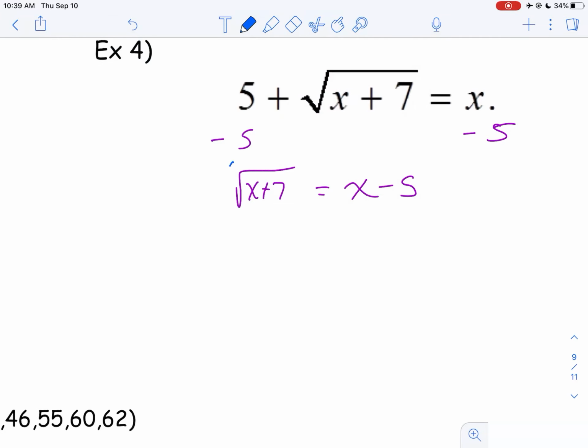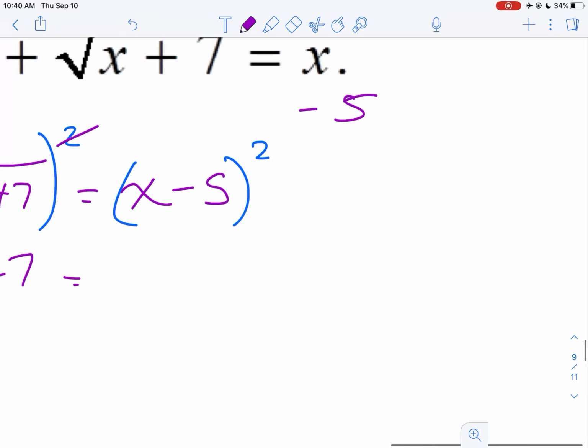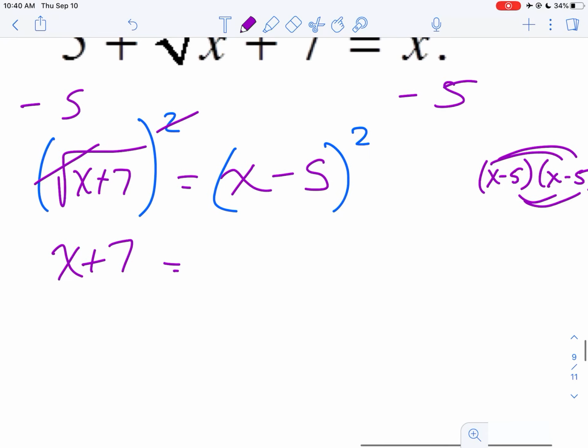Let's take a look. If I square the left side and I square the right side, you see that the square root and the square simplify out, and I'm just left with x plus 7. On the right hand side, I now have x minus 5 squared, which I could FOIL out if you need to, or distribute that out. I now get x squared minus 10x plus 25.